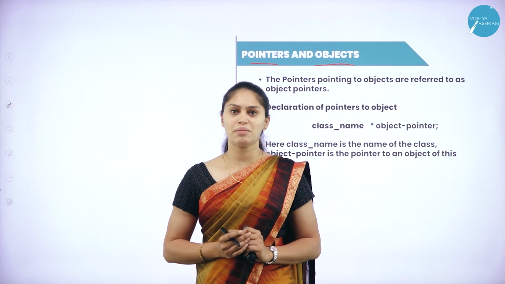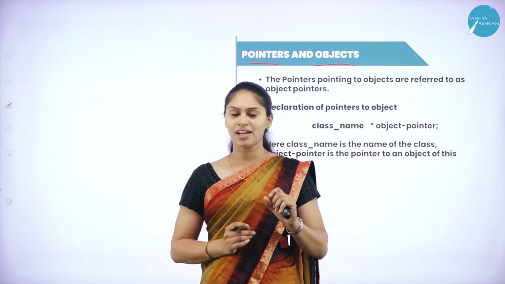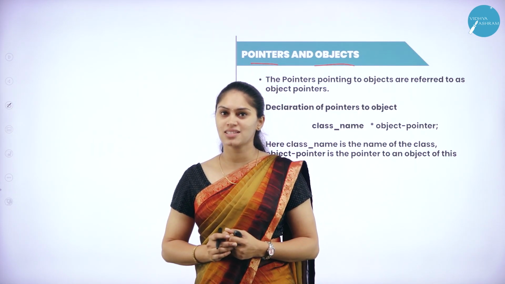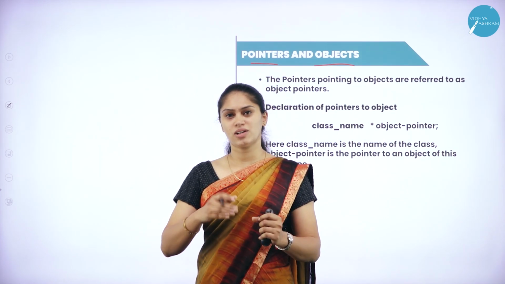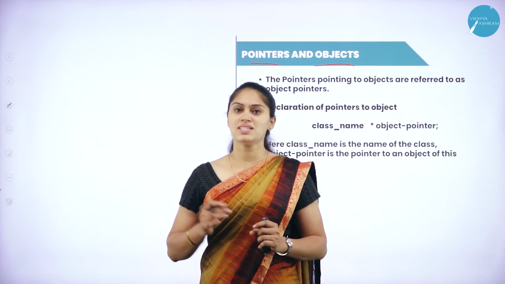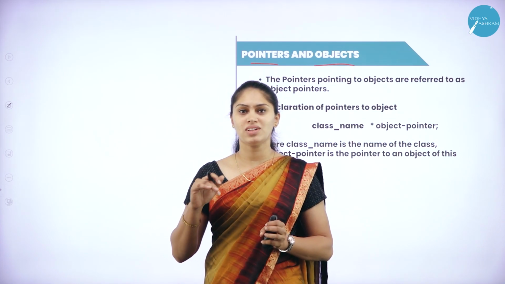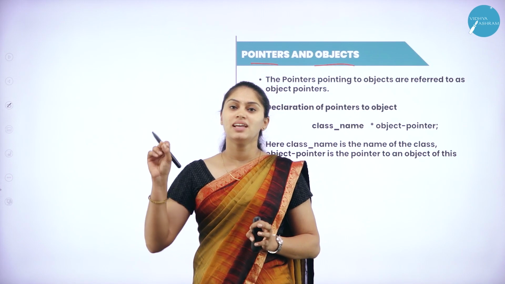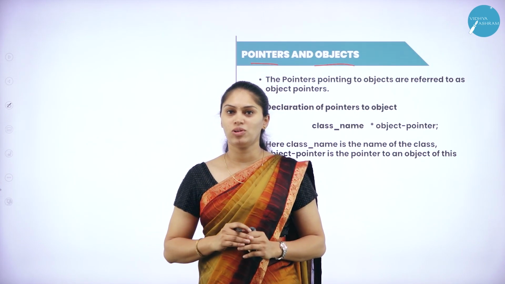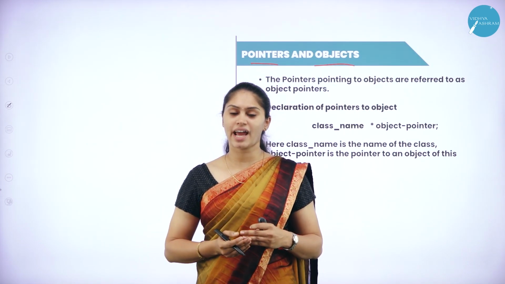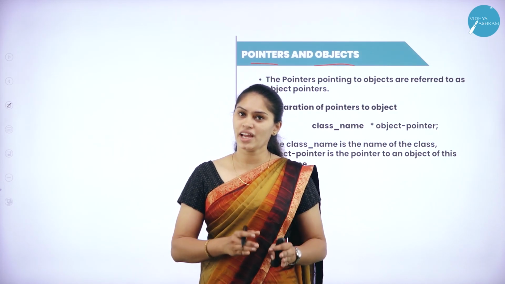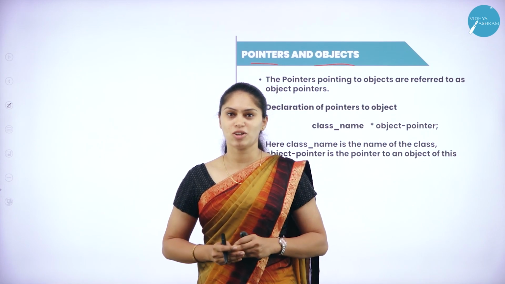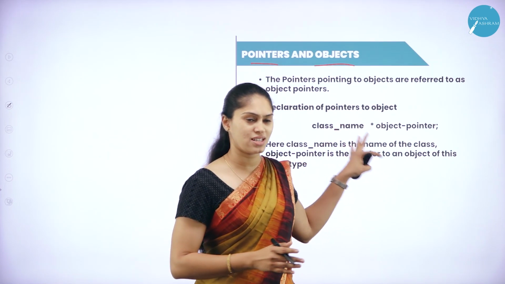How many objects can be created for a class? I can create n number of objects. In order to create more than one object, they must be separated by commas. Once I am done with the declaration of all the objects, it must end with a semicolon. That is how the syntax will be in order to declare the object. Then how can I use a pointer variable as an object? That is what I am going to discuss here.